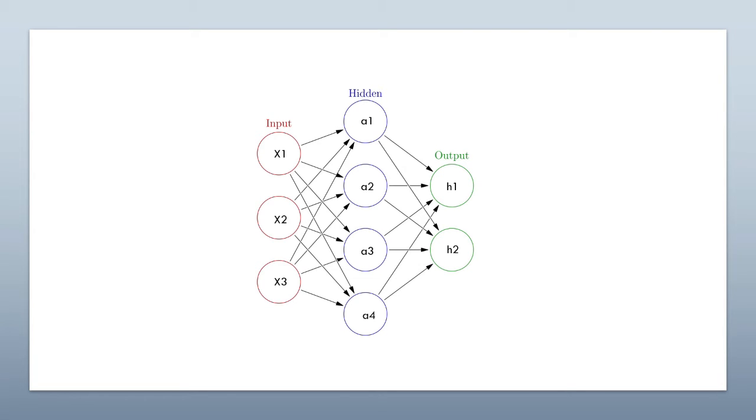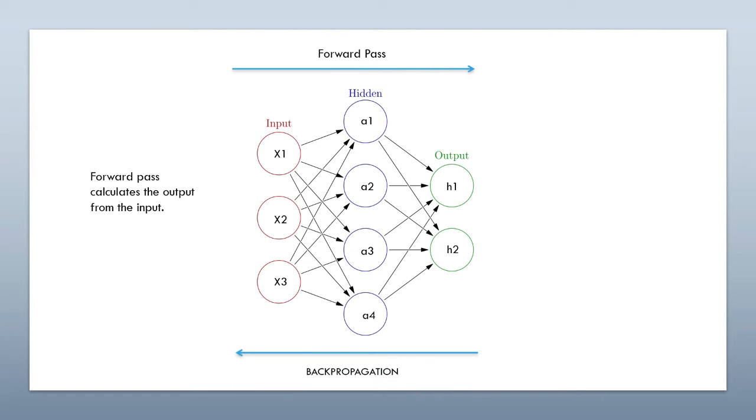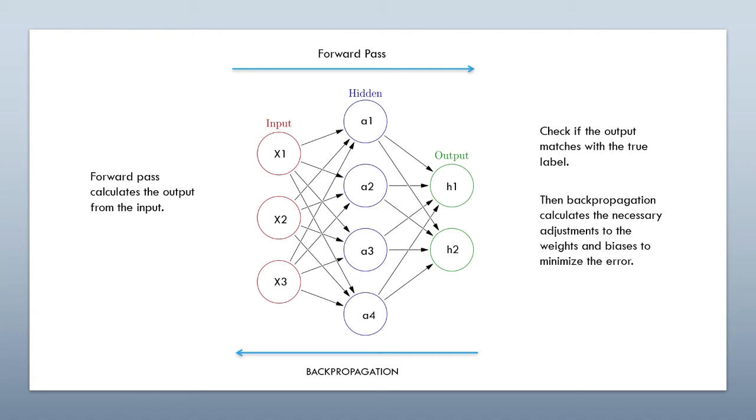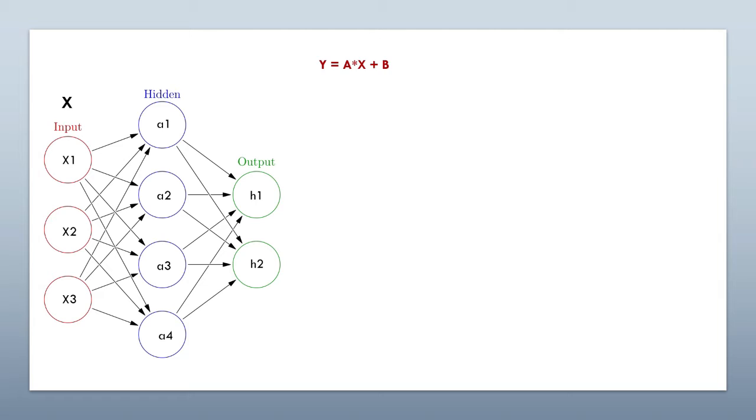Let's have an overview of how a neural network actually works. The neural network includes a forward pass and a backpropagation, where the forward pass calculates the output from the input. The next step is to check if the output matches the true label. For example, we know the original output is 4, so we need to check if the output we calculated is actually 4. If it's not 4, if it comes out to be 1, 7, 8, or anything else, that means there is an error. Then backpropagation calculates the necessary adjustments to the weights and biases to minimize that error. Here we will get into the detailed calculation of the neural network, how we do the forward pass and then the backpropagation.